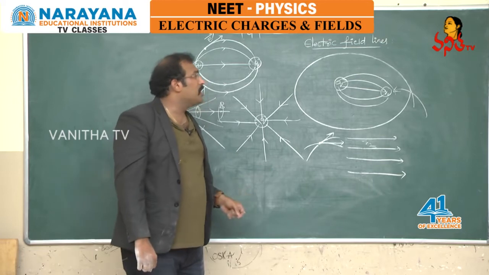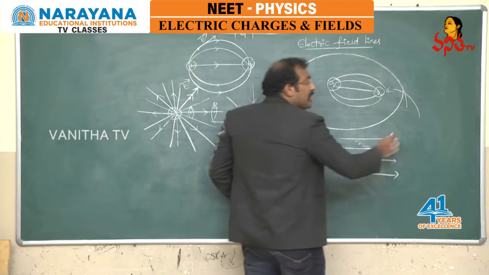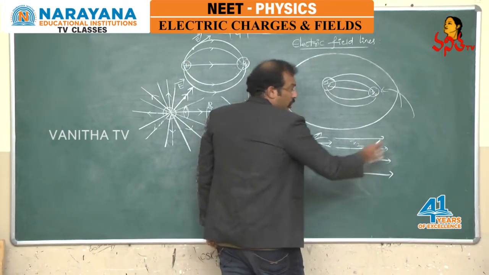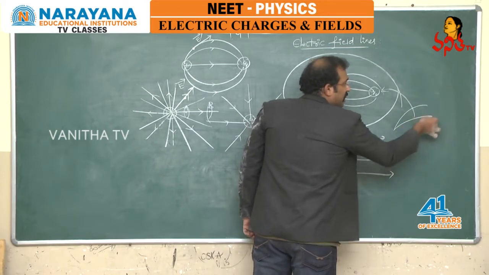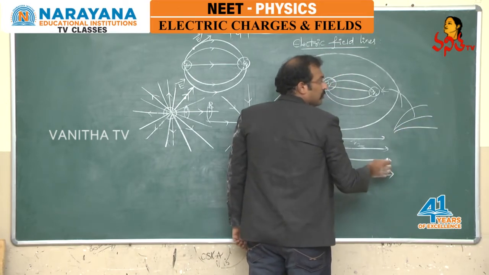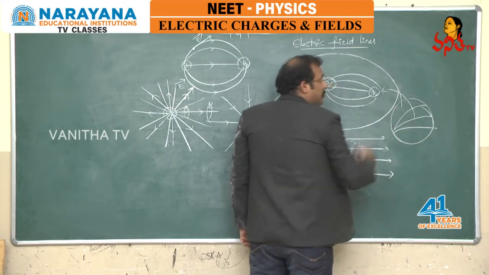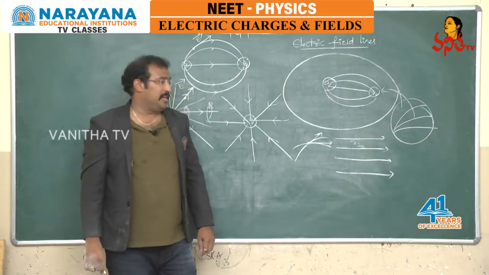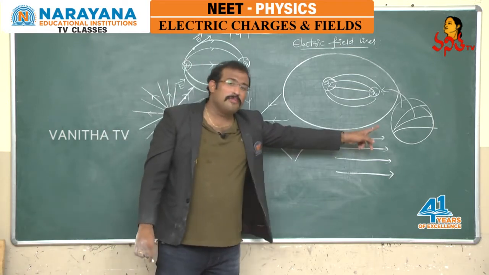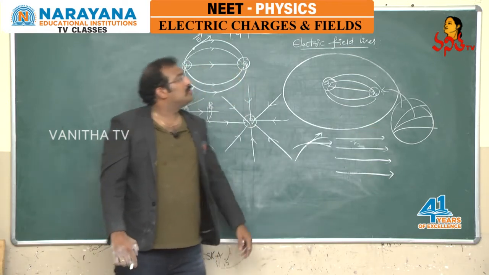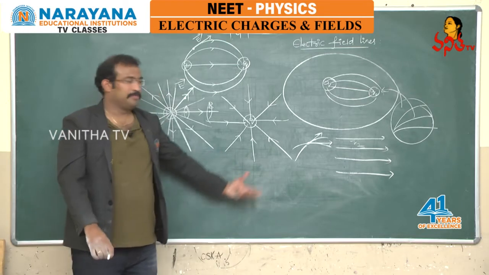And also the last one about the field lines: if the field lines are non-uniform, that is, the field lines are like this, then the field is said to be a non-uniform electric field. So this is about the field lines.